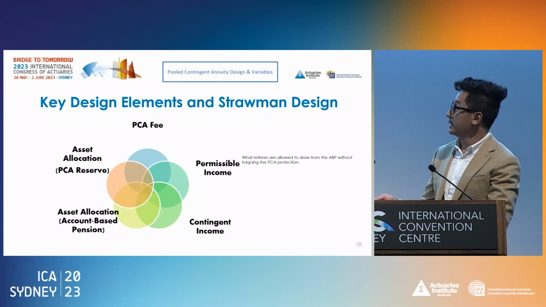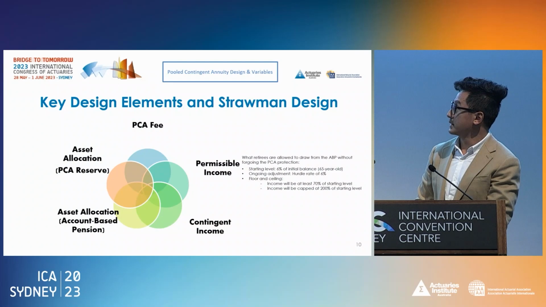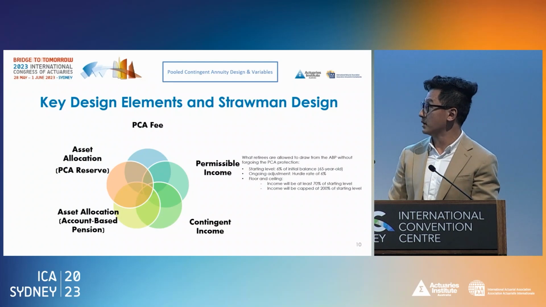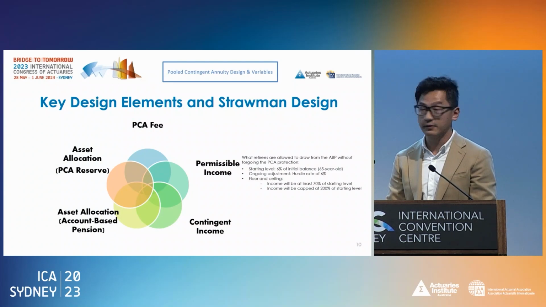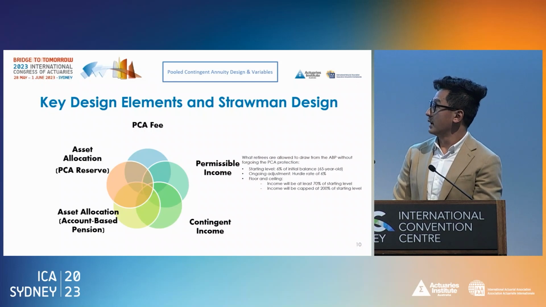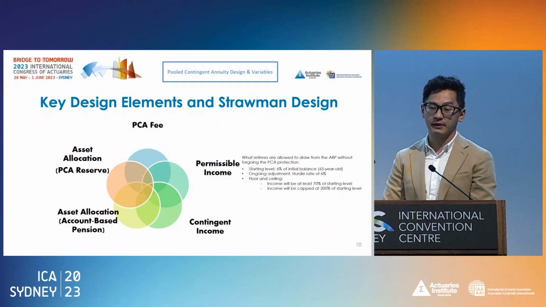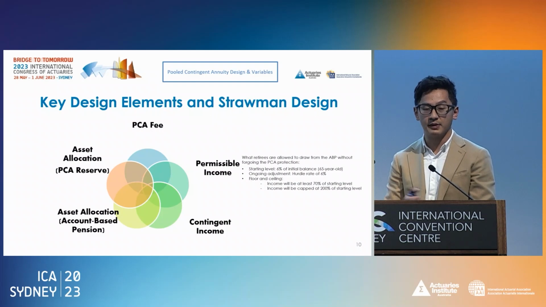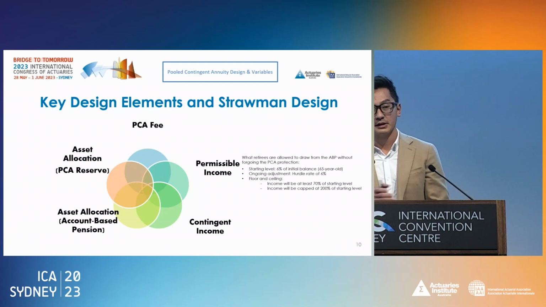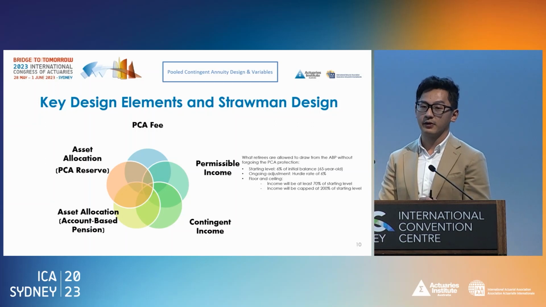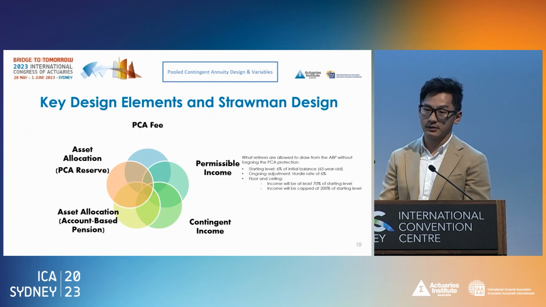That's why for our strawman design, we take a balanced approach. We will start at a higher level than the minimum drawdown, so we start at 6% for a 65-year-old, and there will be ongoing adjustment subject to a hurdle rate of 6%. So that's what I mean by hurdle rate: it is the investment experience. So if investment experience returns 8% this year, next year we adjust the income by 2%, and if the investment experience is 4% next year, we will reduce the income by 2%.